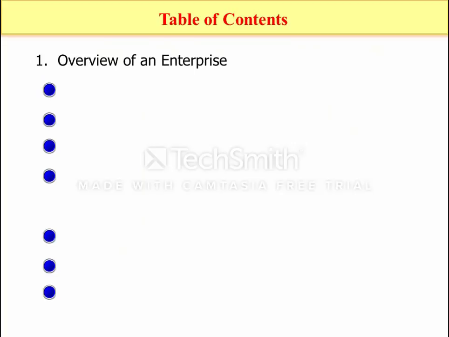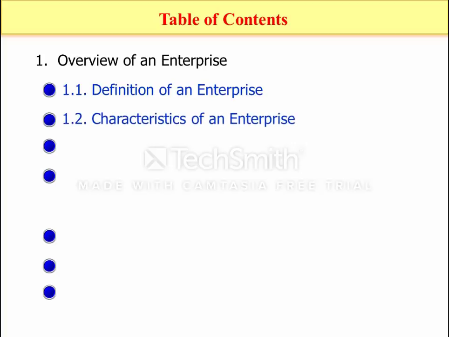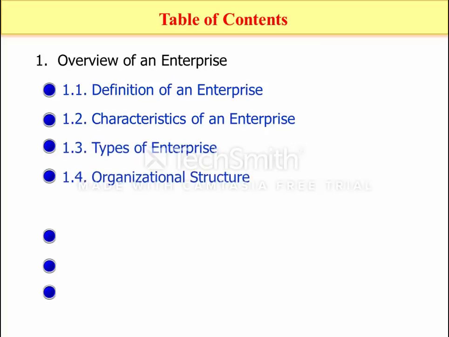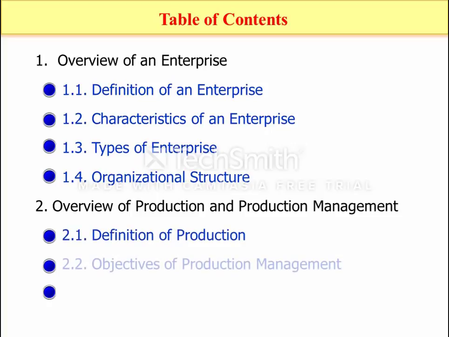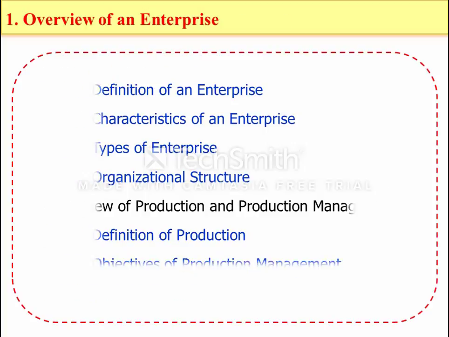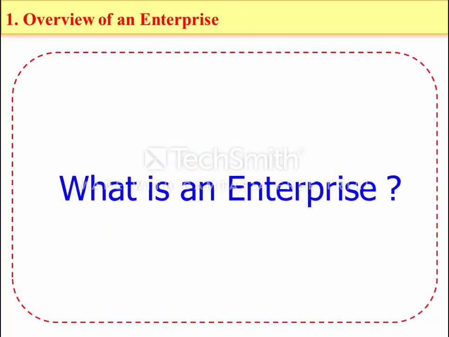First, overview of an enterprise. 1.1 Definition of an enterprise. 1.2 Characteristics of an enterprise. 1.3 Types of enterprise. 1.4 Organizational structure. 2. Overview of production and production management. 2.1 Definition of production. 2.2 Objective of production management. 2.3 Productivity and production.